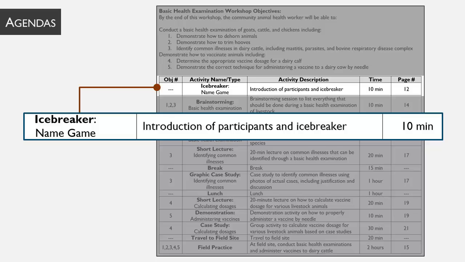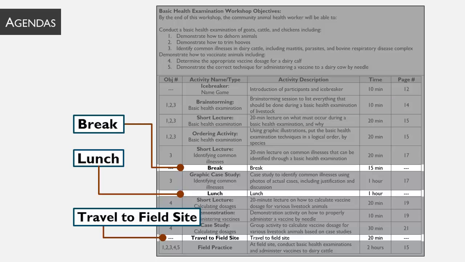It is important to include activities that introduce participants to one another and foster trust and positive communication. Icebreakers are an example of this. And don't forget breaks and transition time. This example agenda is a full day agenda, so there is a morning break, a lunch break, and a break for travel time to a field site.